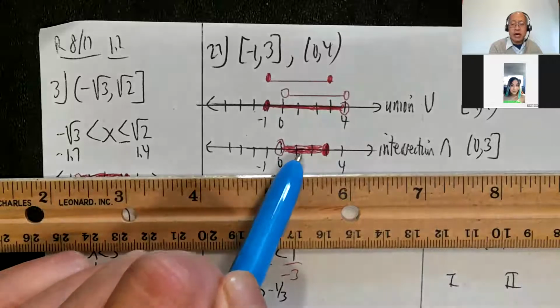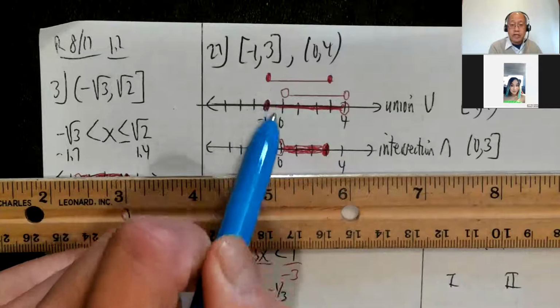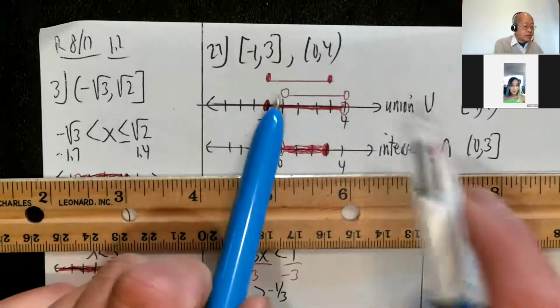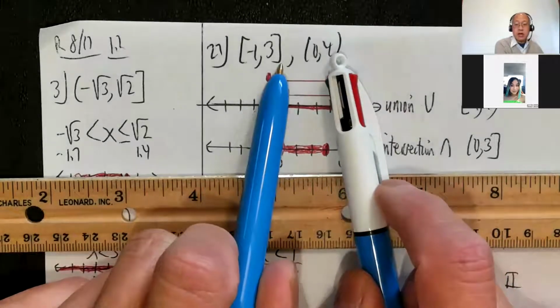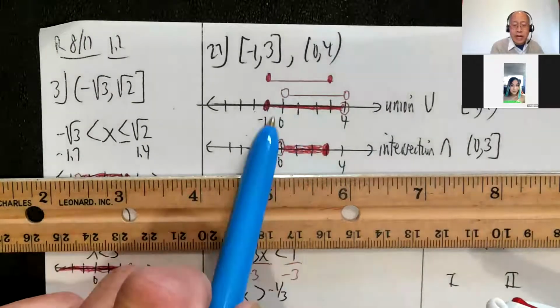Intersection means what do they have in common? It has to be in both sets. Okay, so I would throw this out. And can you see only the region from here to here is in both sets, right? It's in here and it's also in here. I don't count the 0.